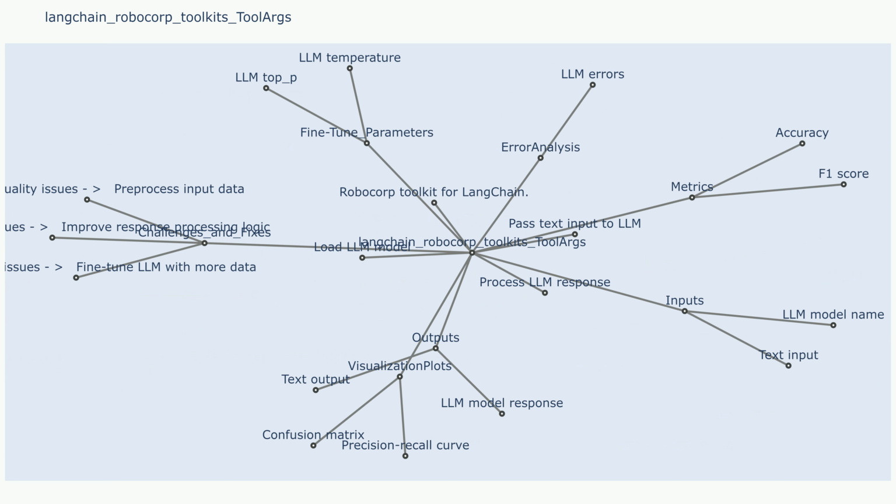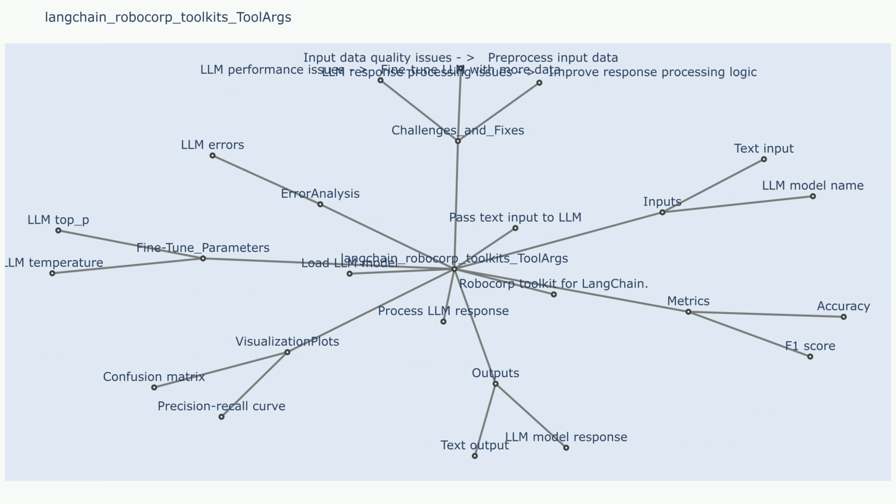Steps: define tool arguments. The step involves creating an instance of tool args with the name of the tool and the required parameters. Pass arguments to tool. The defined arguments are then passed to the tool when it is invoked within the workflow. Tool execution: the tool processes the input arguments and performs its designated task, generating the output.